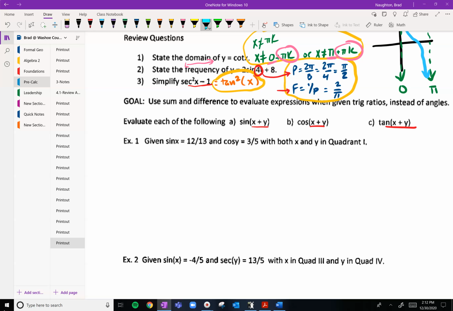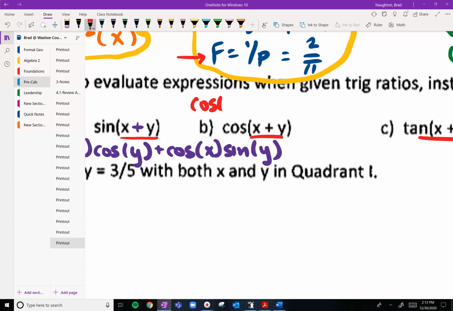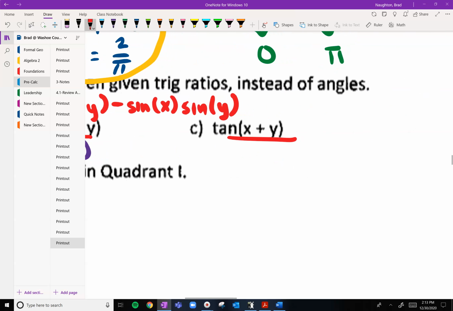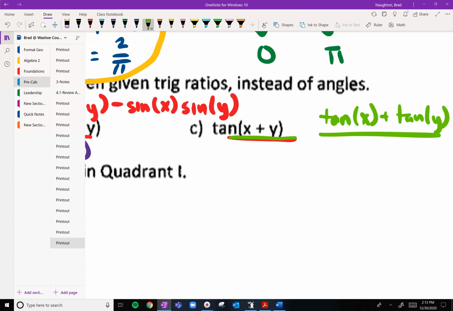For our cosine, it's going to be cosine x, cosine y, and then it's the opposite of the sine, so this is going to be minus, and then sine of x and sine of y. And then last but not least is our tangent. Our tangent's the one that's a little bit saucy, so we have tangent x plus tangent y all over 1 minus tan x tan y.